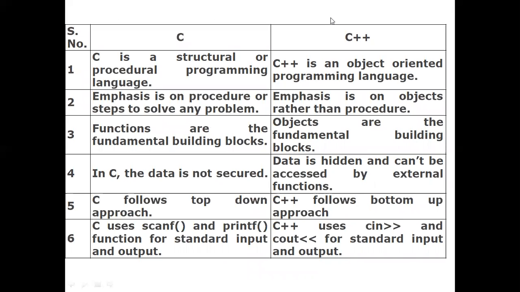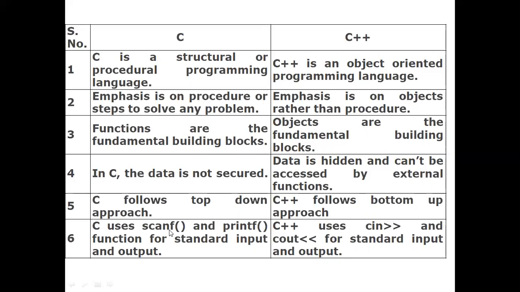Now we can see C and C++ also. C is an example of a procedure oriented language, and C++ is an example of an object oriented language. In C the emphasis is on the procedure, here the emphasis is on the object rather than the procedure. In C, the fundamental building blocks are functions. Here the fundamental building block is the object. In C data is not secure. Here we can hide your data with the private property. C follows the top-down approach, C++ follows the bottom-up approach.